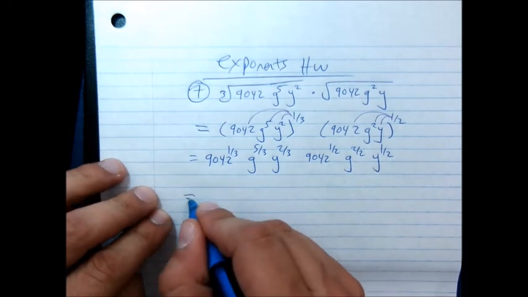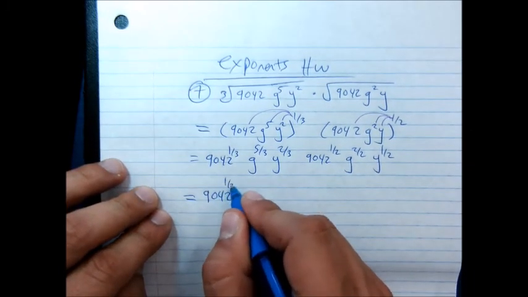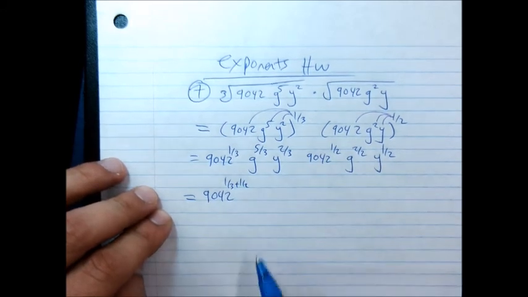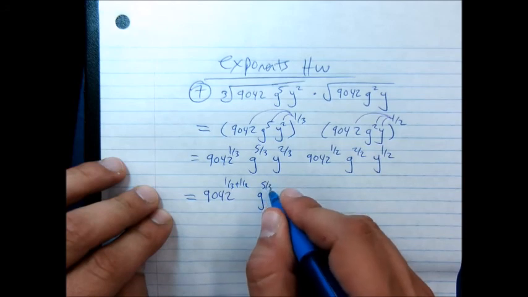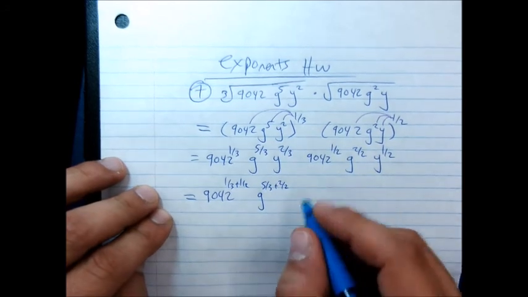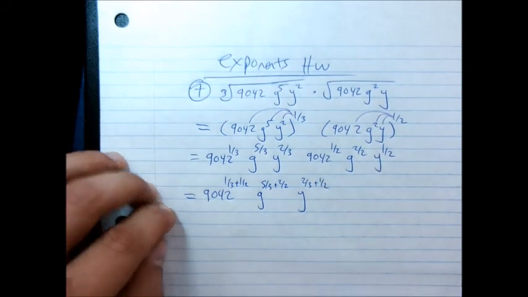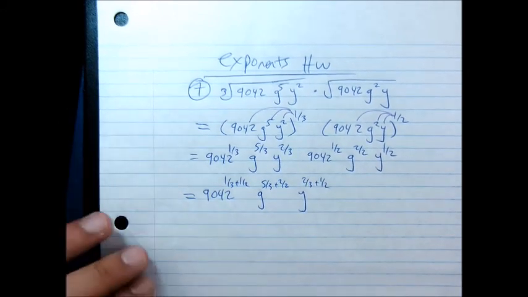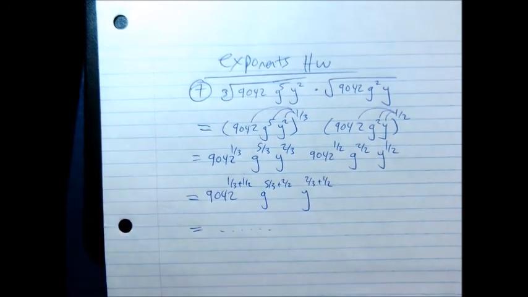Good. So then I'm just going to stop at this last step here, which is virtually the end. You add the exponents with the 9042. You add the exponents with the g. You'll need to find a common denominator. And you add the exponents of the y. I'll let you finish that, but you just need to find a common denominator for those things and then add them together. And again, yours is going to look different. I just made that one up, but it looks very similar to that.